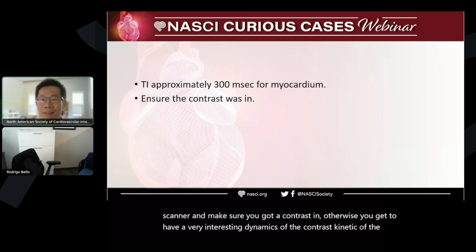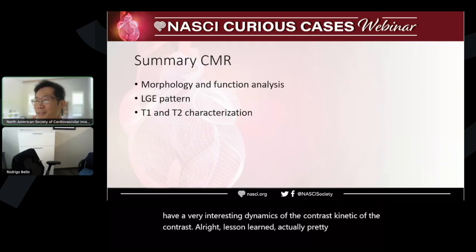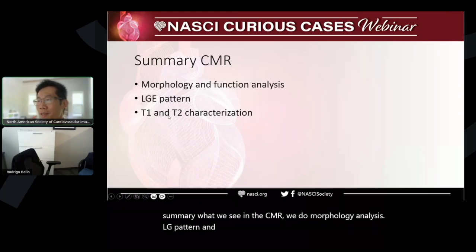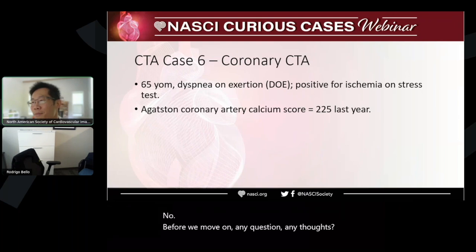All right, lesson learned. Actually, pretty good, great. So summary, what we see in the CMR, we do morphology analysis, LGE pattern, and then we learn the T1 and T2 characterization on the myocarditis, and then some of the findings before. Excellent. Now, before we move on, any questions, any thoughts? Great.